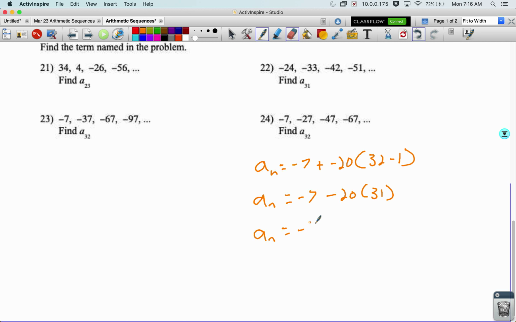A sub n equals negative 7 minus 620. A sub n equals negative 627. Double check I did my math right on that.